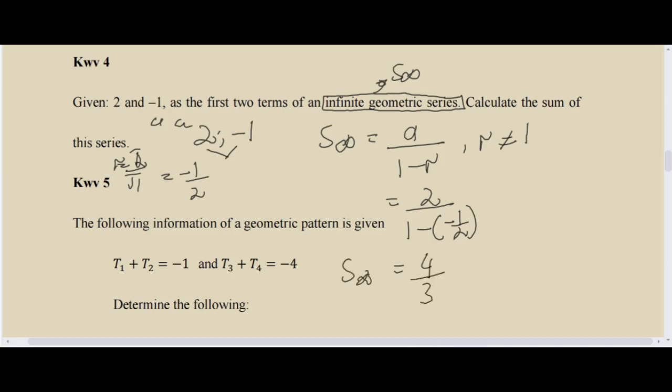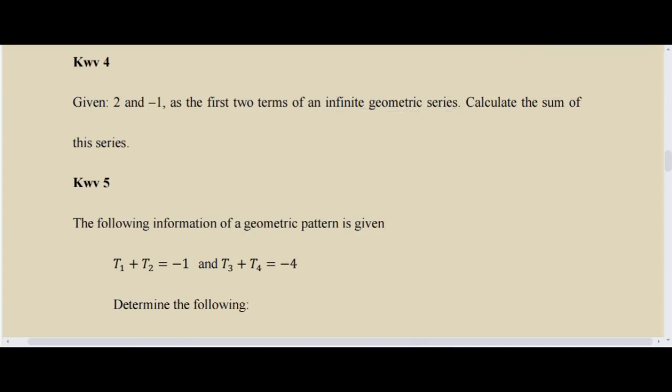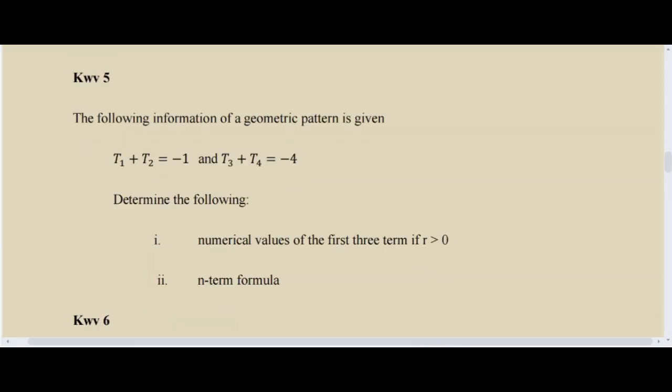So all that you needed to understand here is that if they tell you it's an infinite geometric series, that means you have to use sum to infinity, right? So that's all that you needed to understand there. Okay, then activity number 5 says the following information of a geometric pattern is given. We are given that t1 plus t2 is equal to -1 and t3 plus t4 is equal to -4.